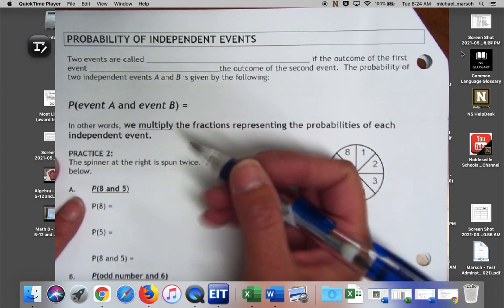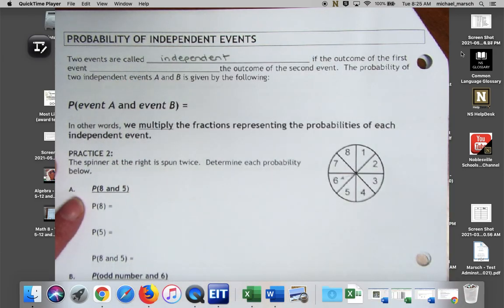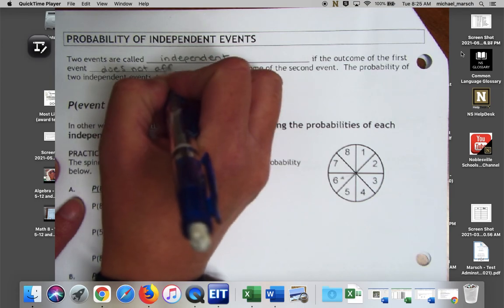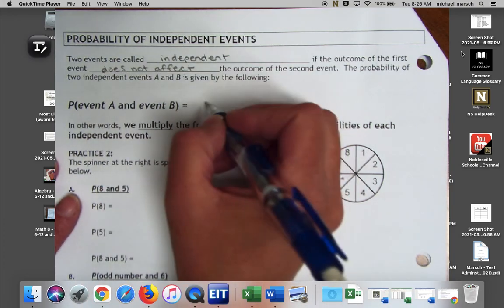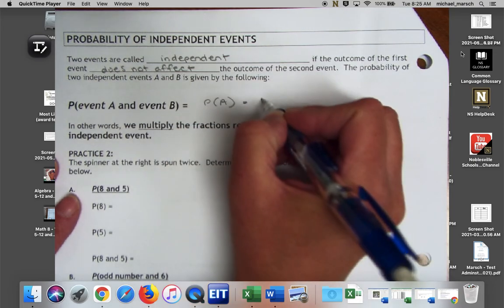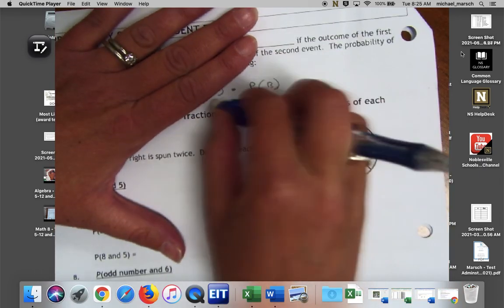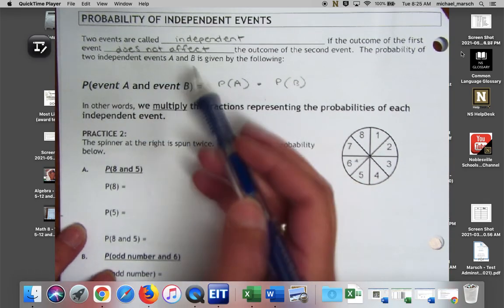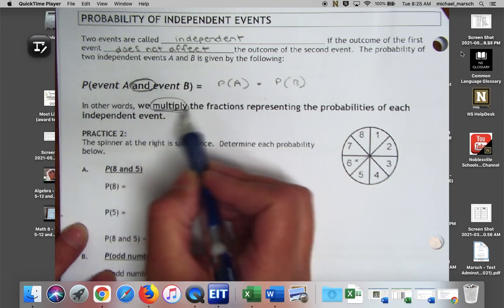Okay, 2 events are called independent if the outcome of the first event does not affect the outcome of the second event. The probability of 2 independent events A and B can be given by the following. So probability of event A times the probability of event B, right? So we multiply the fractions representing the probabilities of each independent event. So if you see the word and here, that's going to be really important. If you see the word and, you're going to multiply the 2 different events.